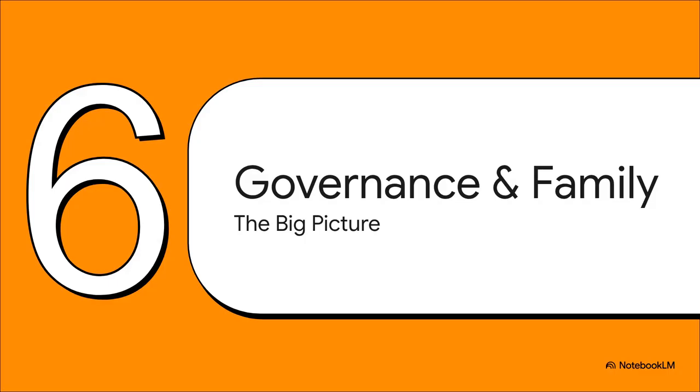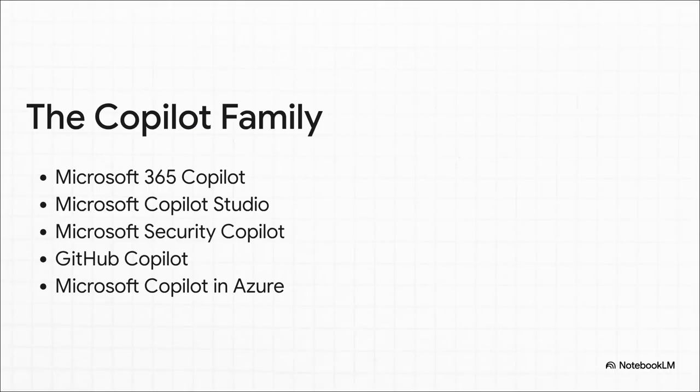And finally, Section 6, Governance and Family, the Big Picture. Let's zoom out for a second and look at the broader Microsoft AI ecosystem. We really need to resolve a major point of naming confusion here. Copilot is not just one monolithic app. It's actually a whole family of purpose-built tools.